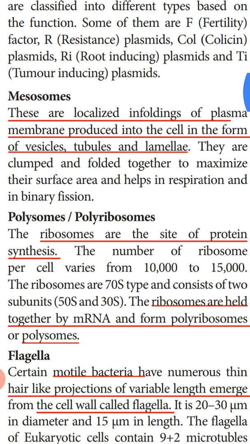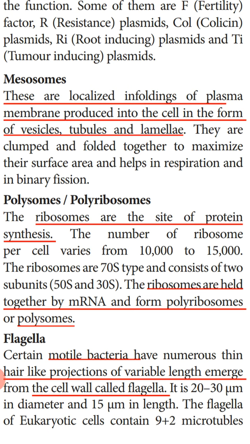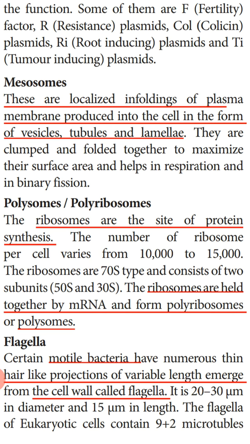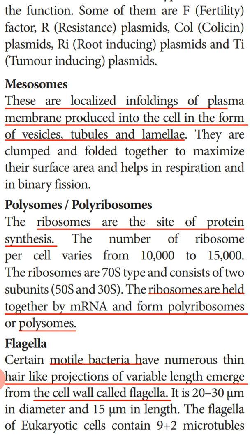Mesosomes are the localized infoldings of the plasma membrane produced into the cell in the form of vesicles, tubules and lamella. As we have studied in the plasma membrane, the plasma membrane shows an infolding. It is in the form of a vesicle or tubules or lamella, layered, or in the form of small vesicles. Such structures are called mesosomes. Mesosomes are the infoldings of the plasma membrane. They are clumped and folded together to maximize their surface area.